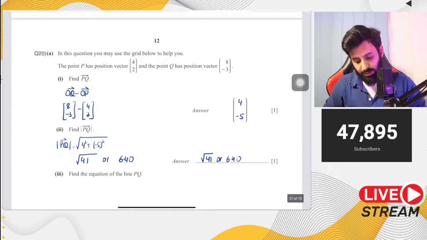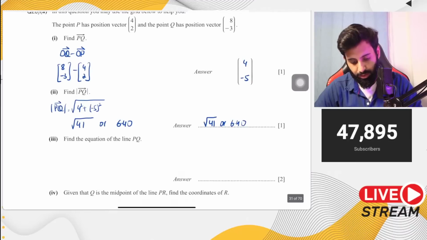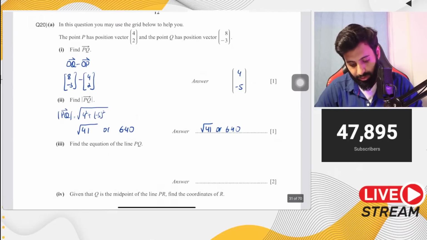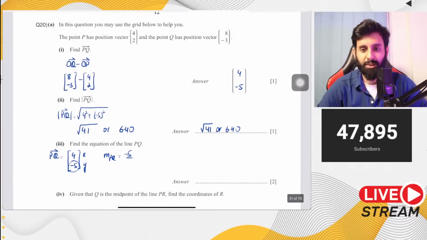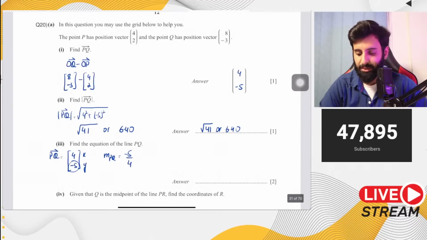Then it says find the equation of the line PQ. This is more like a coordinate geometry question. Notice that if you have the vector PQ, then you can find the gradient easily. Here's x, here's y. If you want to find the gradient of a vector, here's what you need to do. Take the y component, which is minus 5, divide by the x component, which is 4. So immediately we have the gradient.